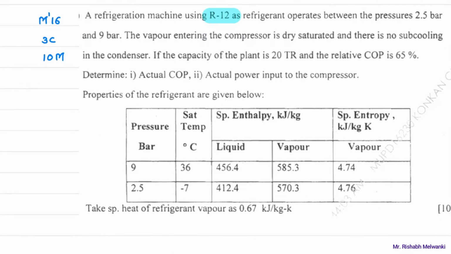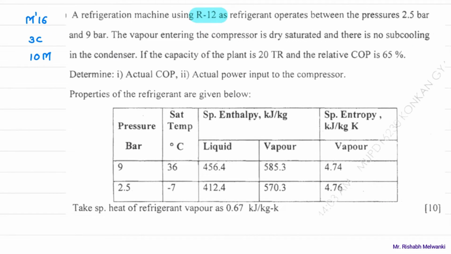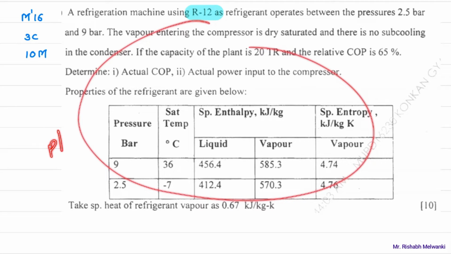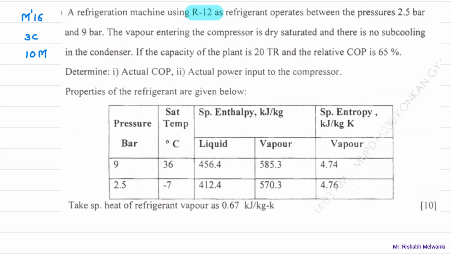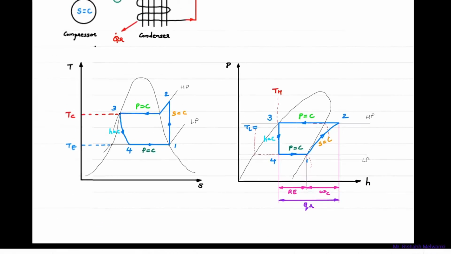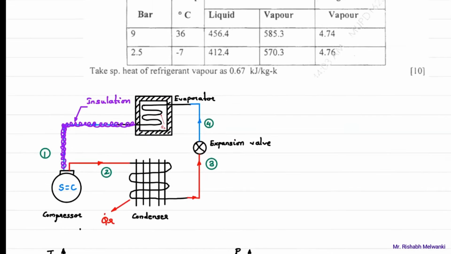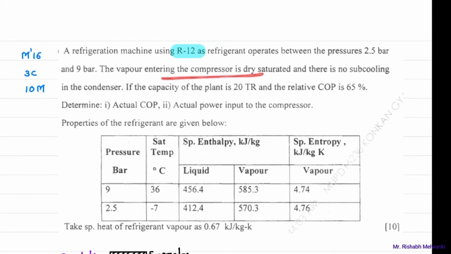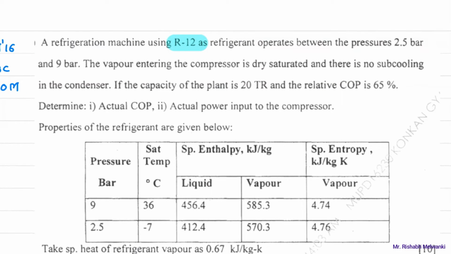Now, if you observe this, here we are not going to solve this question by pH chart. We are going to solve this by table. So what I will do, I will first draw the pH, TH diagram and the setup. Let me copy all the things from the previous question. Now in this question, what is given again: point 1 entering the compressor is dry saturated, and at point 3 there is no subcooling.